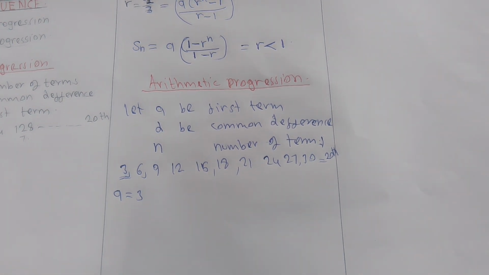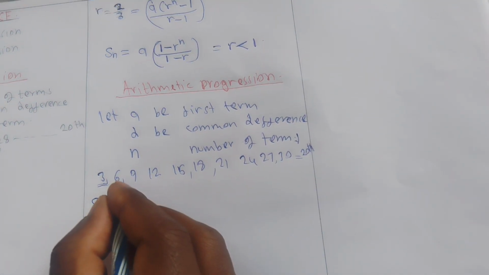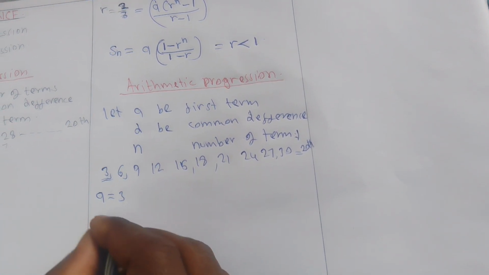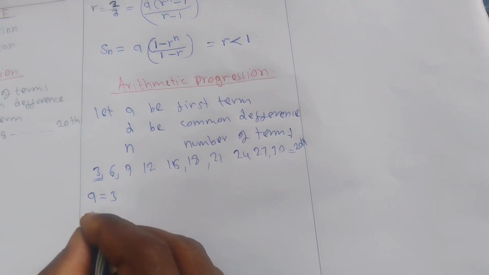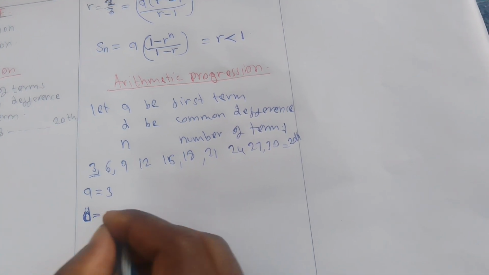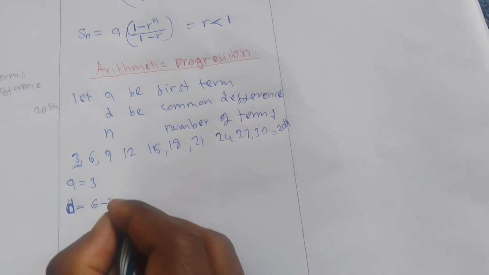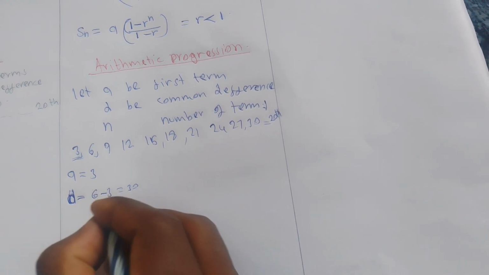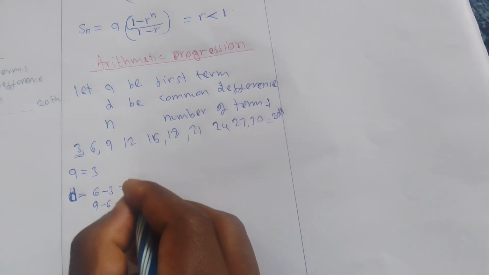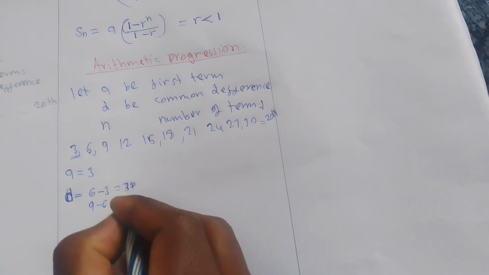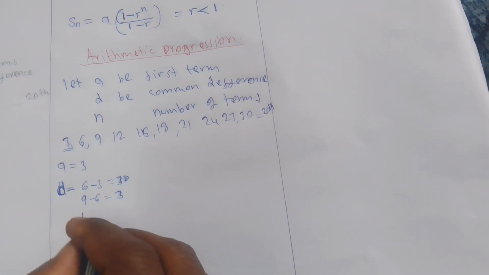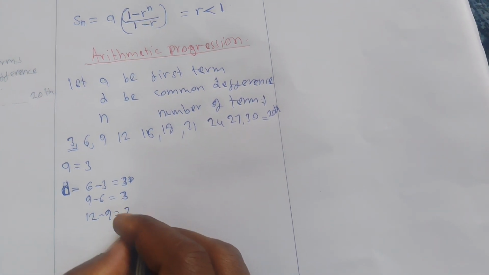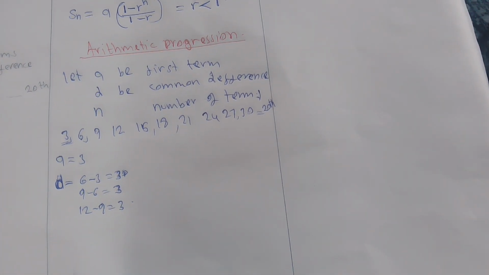Second, the common difference. The common difference is the second term minus the first term. So d, in small letter, is equal to 6 minus 3, which gives us 3. Or 9 minus 6, that also gives us 3. Or 12 minus 9, that gives us 3. So that remains the common difference.